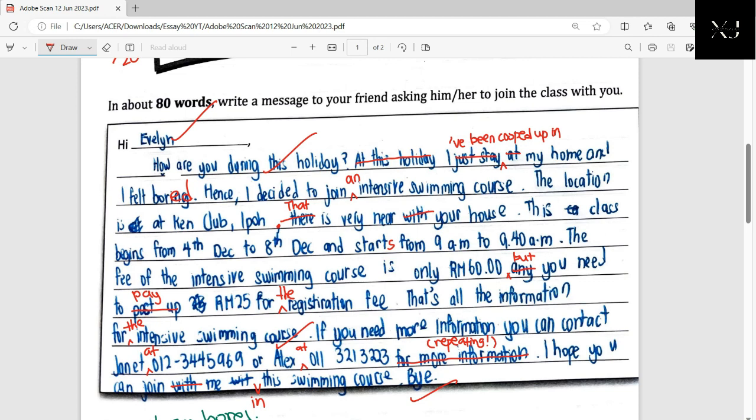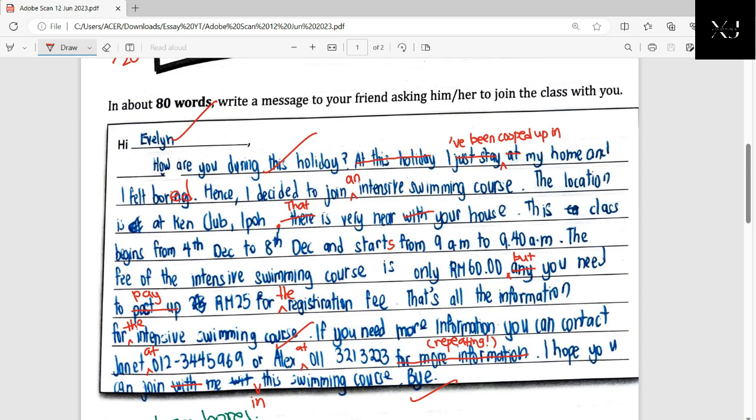Okay, that's all the information for the intensive swimming course. Or if you want to save word, save your word count, right? That's all the information for the course. If you need more information, you can contact Janet at this number or Alex at this number. She said for more information again. So here she is repeating, so I crossed it out for her because she's already said it here.